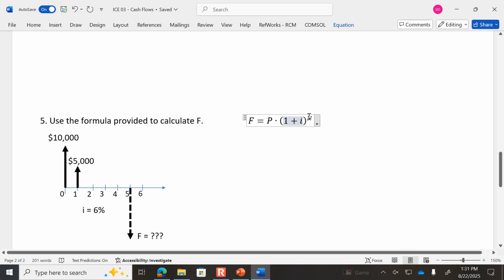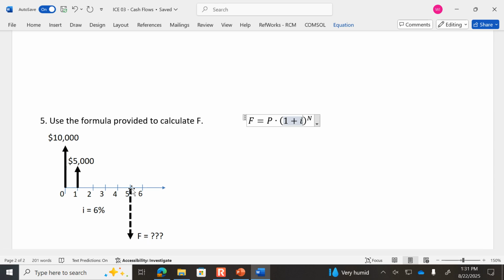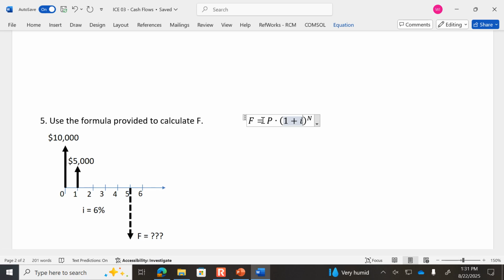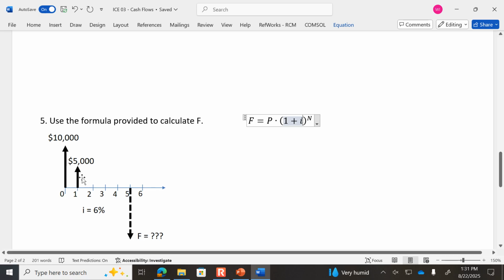So in this problem, what it's saying is if you got $10,000 now and $5,000 in 1 year, how much would you have to pay back in year 5 if the interest rate is 6%? So the future is unknown. You know the present. Now, this $5,000 in year 1, that's not in the present, so to speak, but you can pretend like that's the present if you change n.